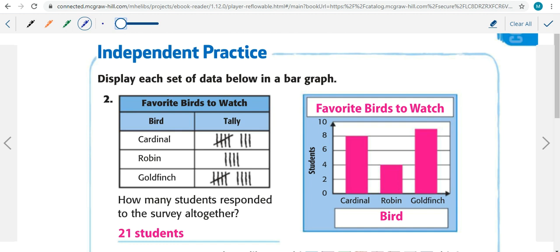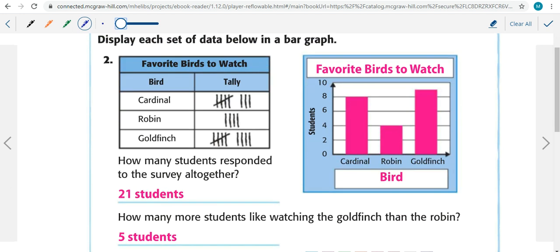Cardinal is a type of bird. Cardinal has 8, robin has 4, and goldfinch has 9. So on this side we have the number of students, and on the bottom part we have the types of birds, okay? So complete the chart.